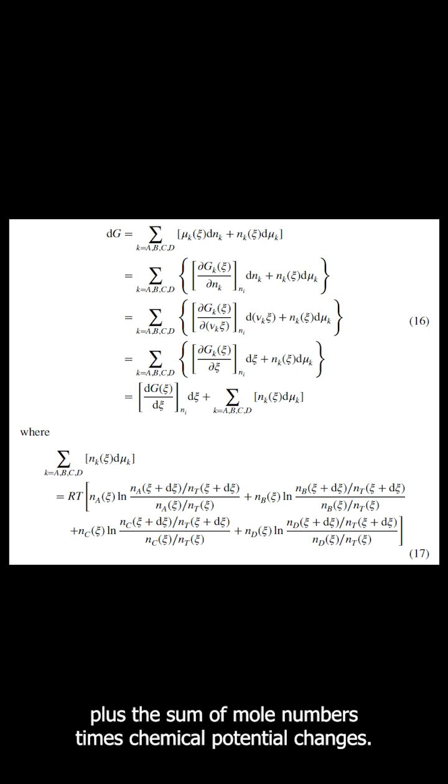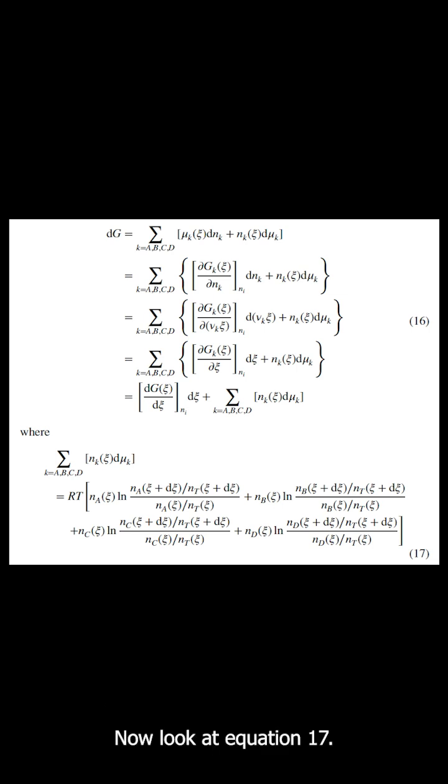Mathematical Deconstruction, Equations 16, 17, and 18. Let us look at the mathematics. In equation 16, we write the total differential of G as the sum of chemical potentials times mole changes, plus the sum of mole numbers times chemical potential changes.